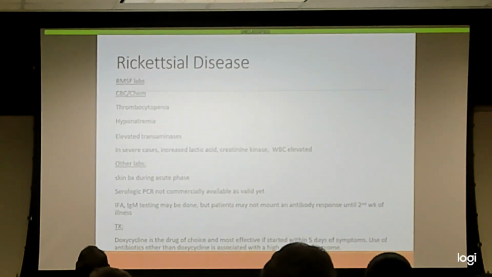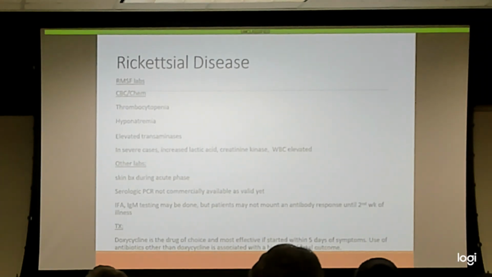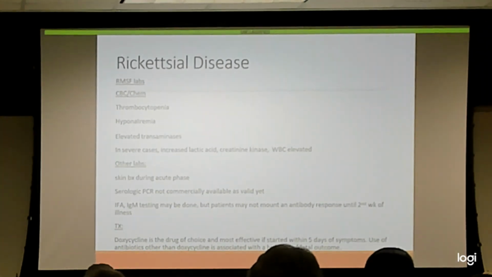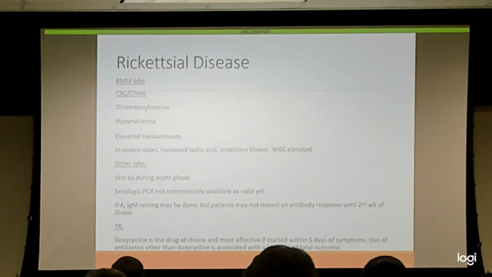Here are some of the labs that you're going to do. These first labs are basically just to see how the person is doing. That'll be your CBC and chemistry. Right? You'll probably see thrombocytopenia, hyponatremia, elevated transaminases. Okay. But other labs that you can do is at the very beginning of this, you can do a skin biopsy. Okay, skin biopsy early during the disease will actually give you what you need. This is a very slow growing bacteria, so doing a culture is not going to really help you much.